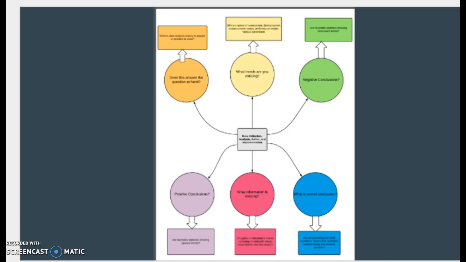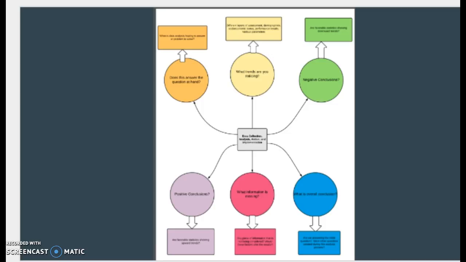As you dive into the data analysis, what trends are you noticing? Different kinds of assessment, different layers, demographics, socioeconomic status, performance results, various parameters that might affect the outcome.